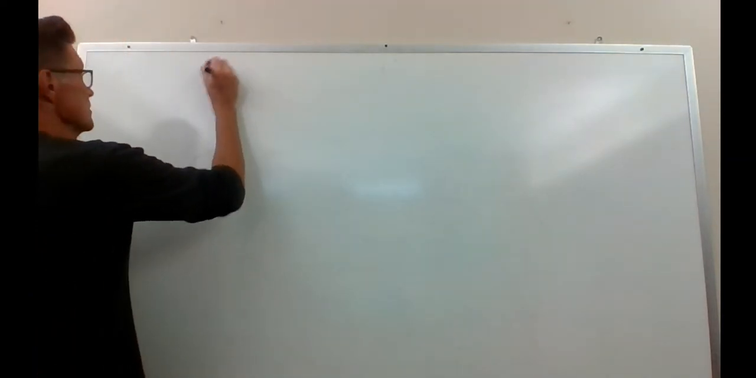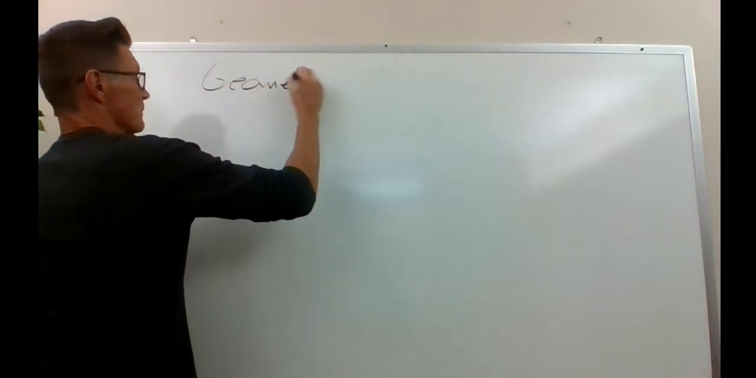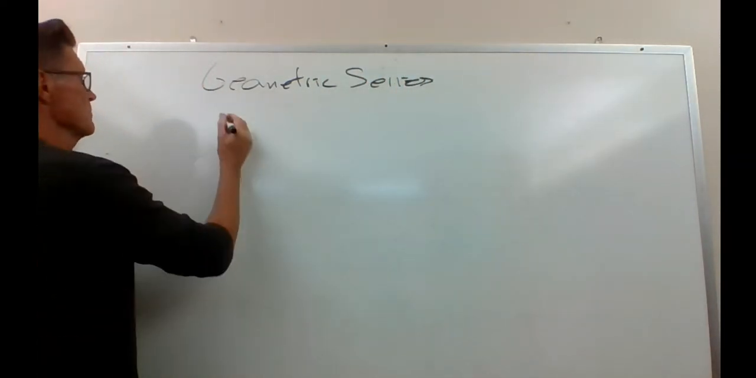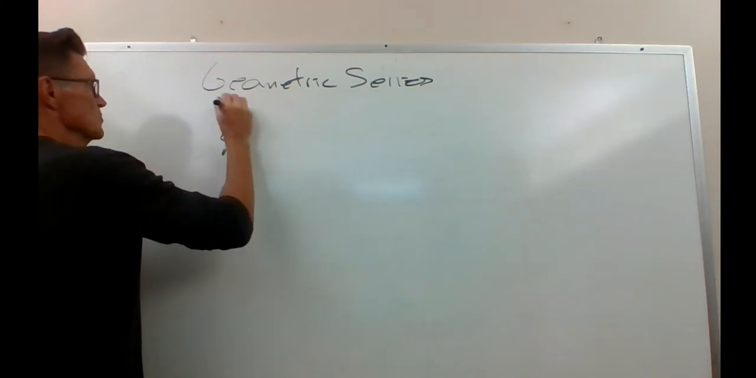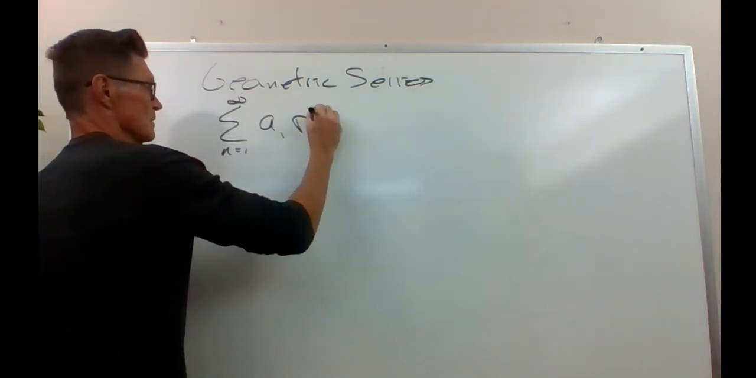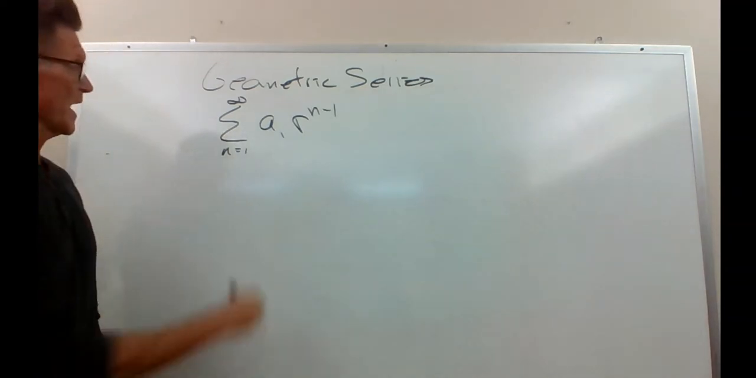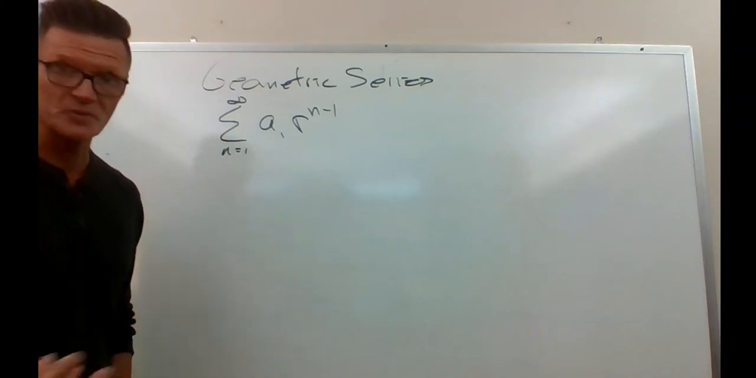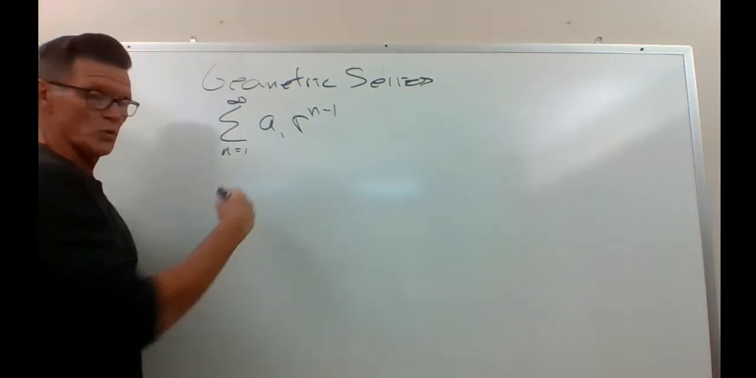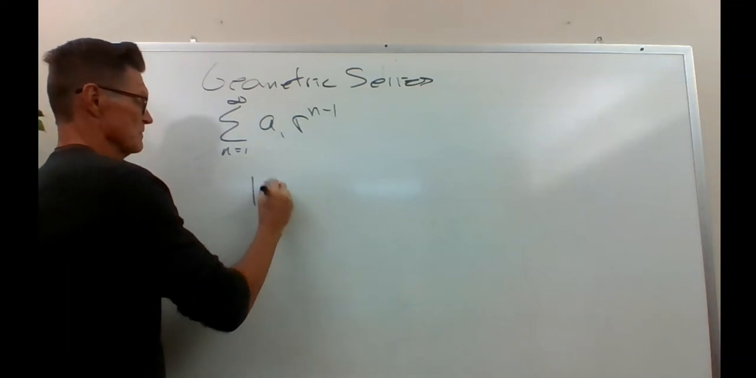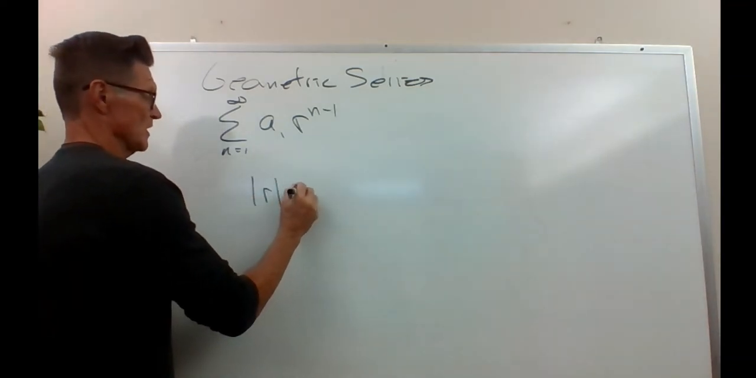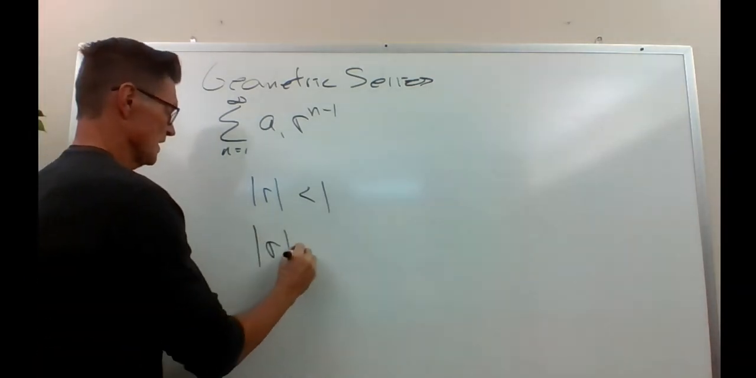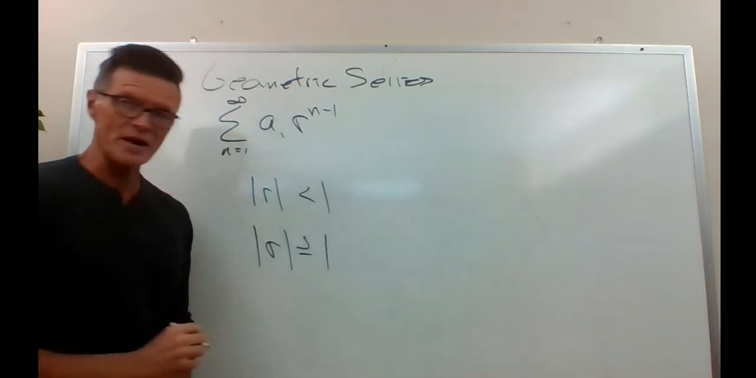So a geometric series is of the form summation from n equals 1 to infinity of a sub 1 times r to the n minus 1, where a sub 1, of course, is the first term in the series and r is the common ratio. Well, we know that this series will converge when the absolute value of r is less than 1. It will diverge if the absolute value of r is greater than 1.